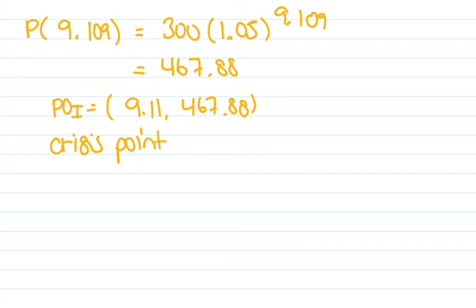So this is the point in time where the fish population equals the food quantity available. There are as many fish as there are units of food. So there's exactly the right amount. And that's why it's called the crisis point. Because if the food goes any lower, there won't be enough food to feed all the fish.